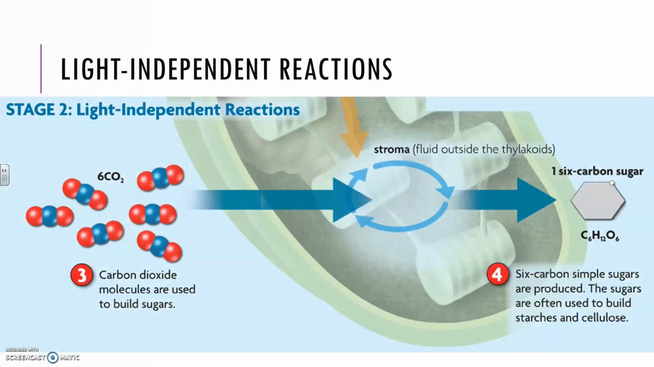So in the light-independent reactions, again, it takes place in the stroma, so basically in the cytoplasm of the chloroplast. And here you'll see your carbon dioxide coming in, and those carbon dioxides are used to build sugars. So you need 6 carbon dioxides to come in because you need those 6 carbons to build the 6-carbon sugar. And that 6-carbon sugar is going to be one of your products. Oftentimes those sugars can then be used to create starches or cellulose just by binding it all together.